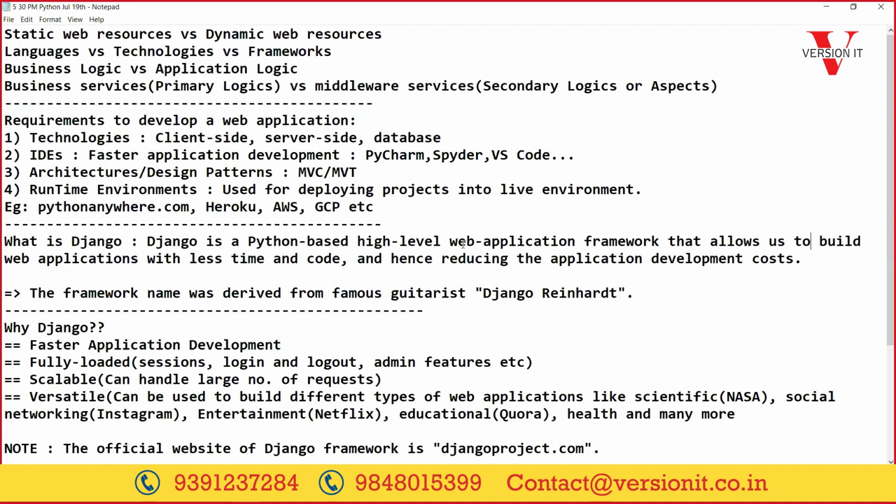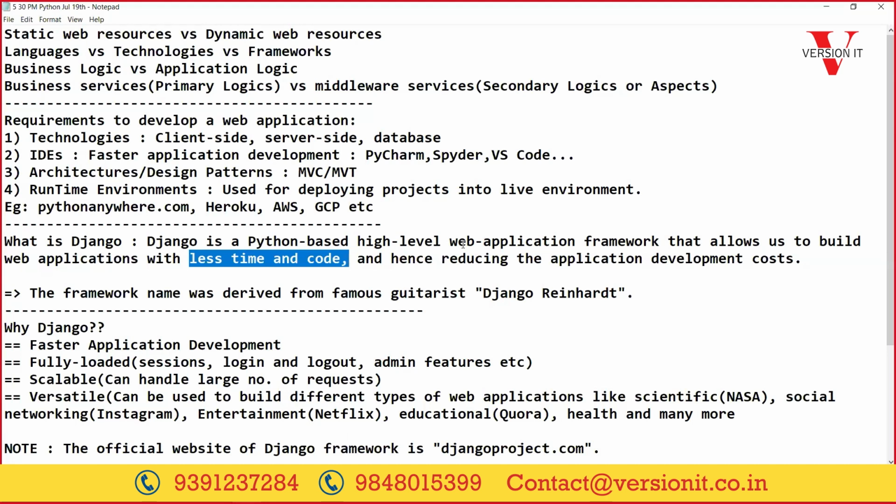What is Django used for? It is used to build websites for computers and mobile devices. You can build web applications to run on computers, and even on your mobile also. And it allows us to build web applications with less time and code.